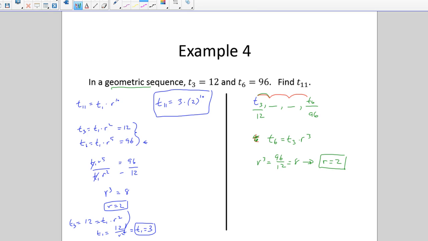And then to find t11, we could just be resourceful and not go all the way back to t1 like we did in the first approach. If we start with t6, how many steps is it going to take us to get to the 11th term? Going to the 7th term is 1, 8th term is 2, 9th term 3, 10th term 4, 11th term 5. So in this case, we can just subtract 11 minus 6 to get the number of steps.